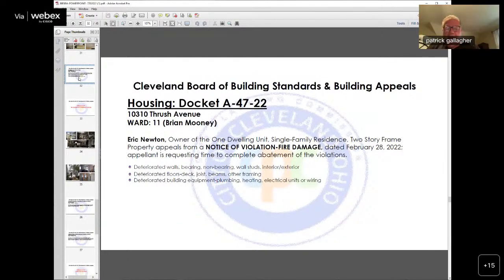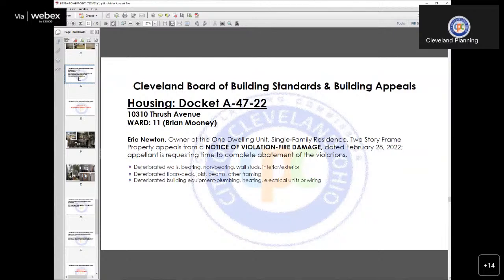Okay, next docket is A 4722, 10310 Thrush Avenue. Application and fees are in order. Notice of violation is a fire damage issued on February 28th of 2022. Appeal statement received March 28th of 2022 to abate the violations. Present for the hearing, Tom Vanover, Building and Housing, Patricia Aston, Law.